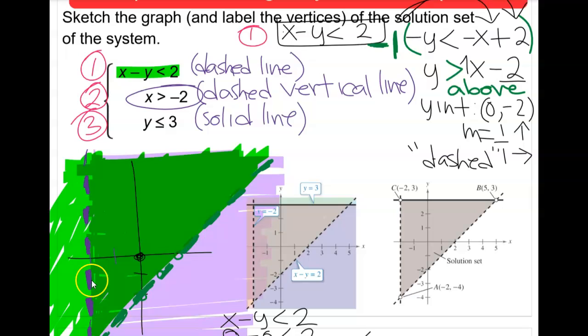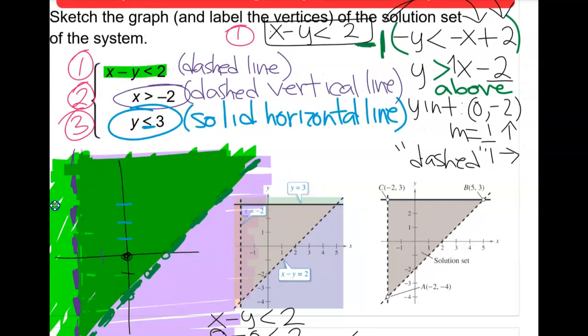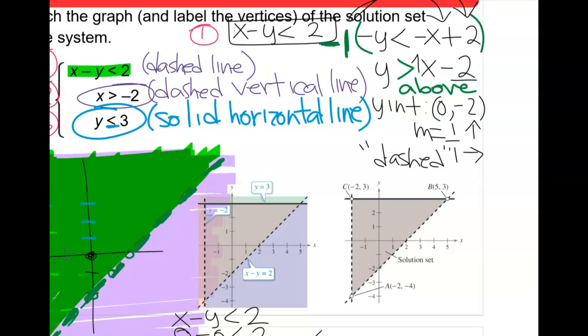Okay, and we're almost done. We have one more. And this one here is interesting because it's going to be solid, but it's going to be horizontal. Solid because we have this equal part. So it's less than or equal, meaning the points on that line are part of the solution. Solid, horizontal line. There we go. And it's going across positive 3. So that will be 1, 2, 3. And this one is solid. Oops, I was not supposed to do that.